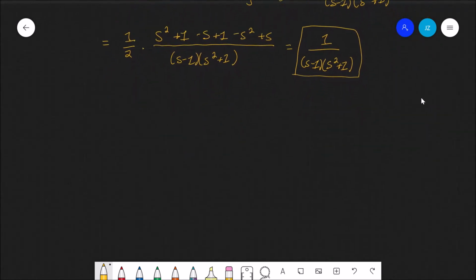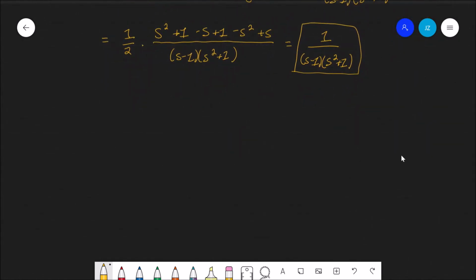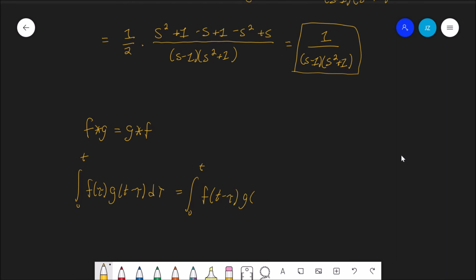It is also left to the viewer to verify the following property, which is the convolution f star g is equal to the convolution g star f. That is, the convolution is commutative. Remember, this means that the integral from 0 to t of f of tau times g of t minus tau d tau is equal to the integral from 0 to t f of t minus tau times g of tau d tau.